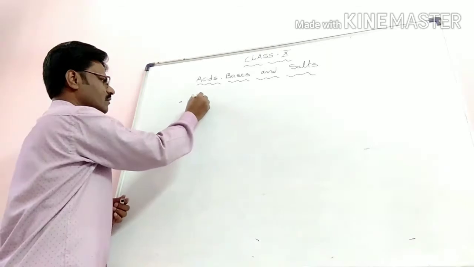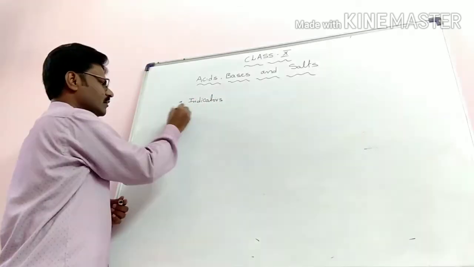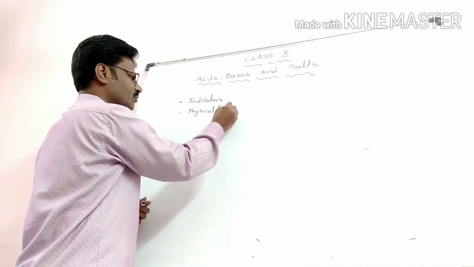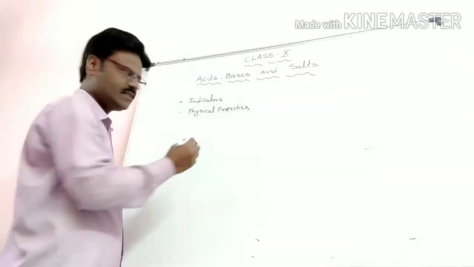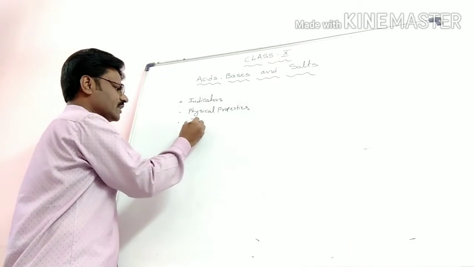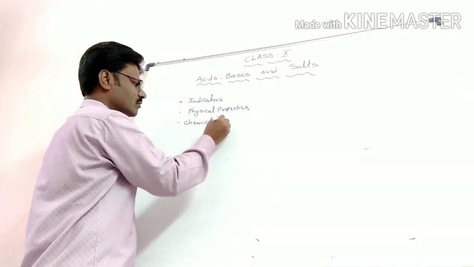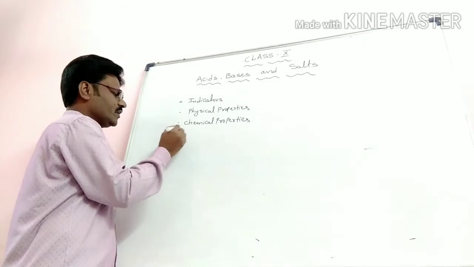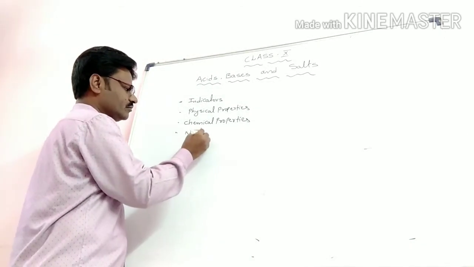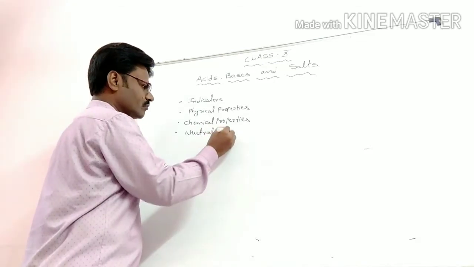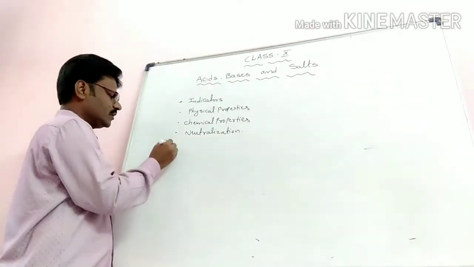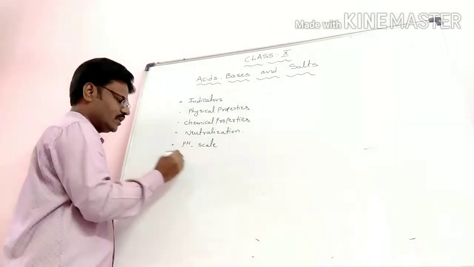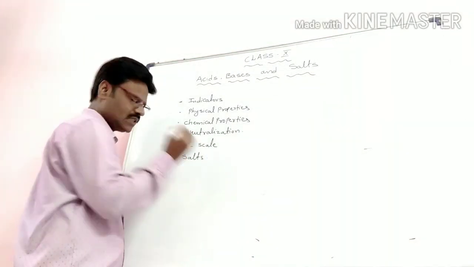indicators, physical properties of acids and bases, chemical properties of acids and bases, and what is neutralization, and pH scale, and what is salts and types of salts.